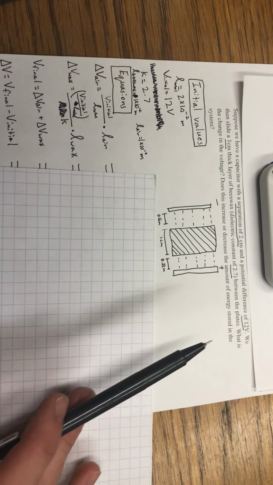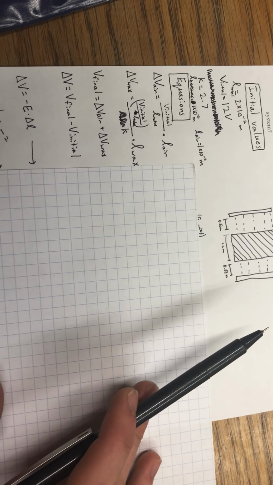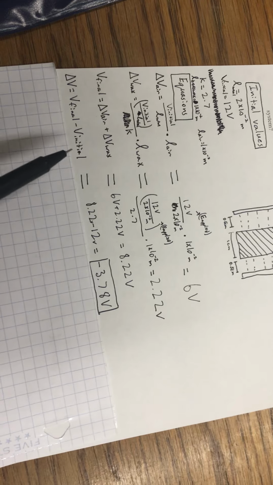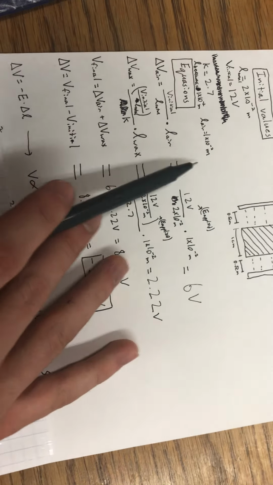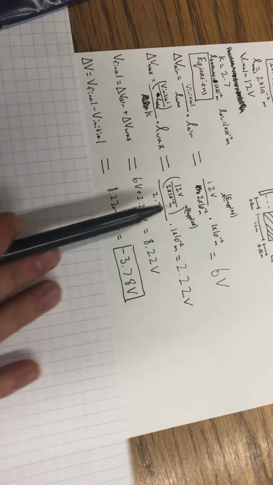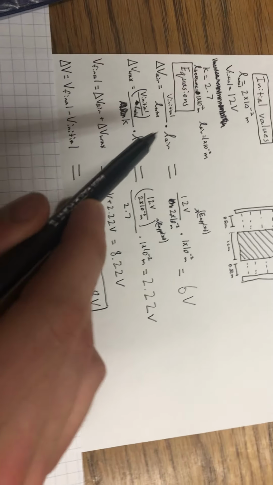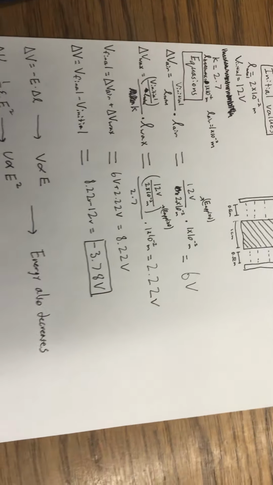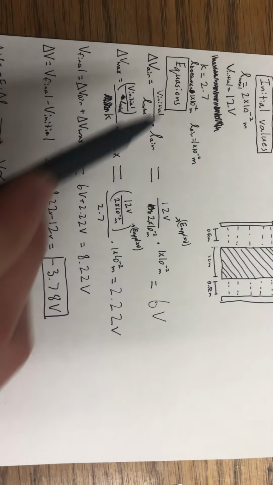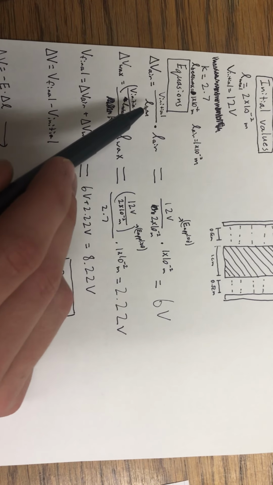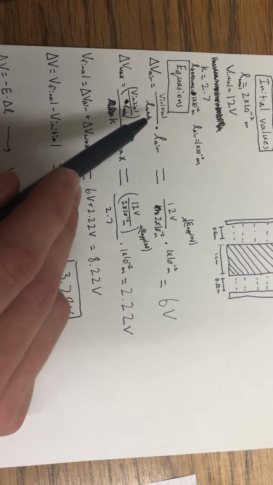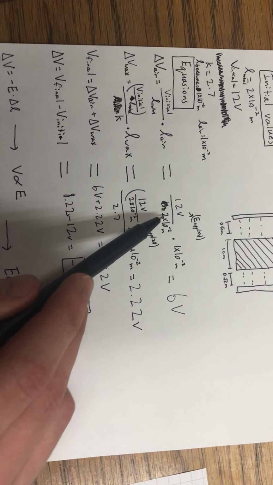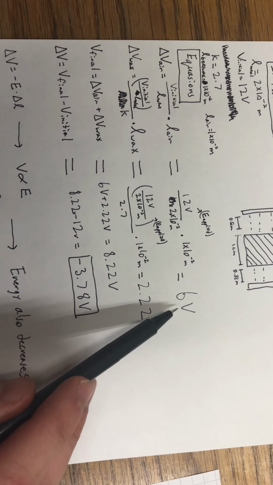So here are our equations and some numbers. We'll get to that part later. So here we have the voltage across the air. The voltage across the air is going to equal this, which is our applied E field times the separation of the air. And here are our calculations for that, so that's going to equal 6 volts.